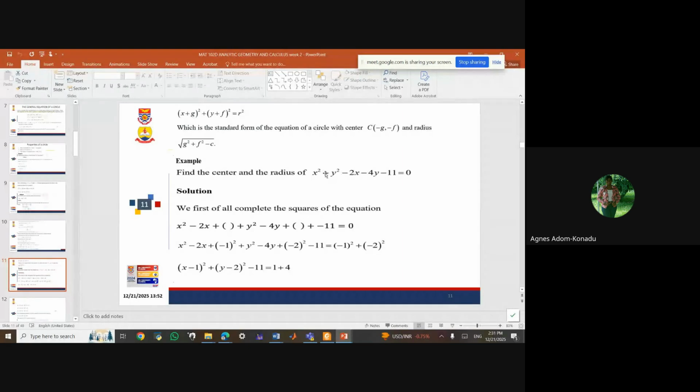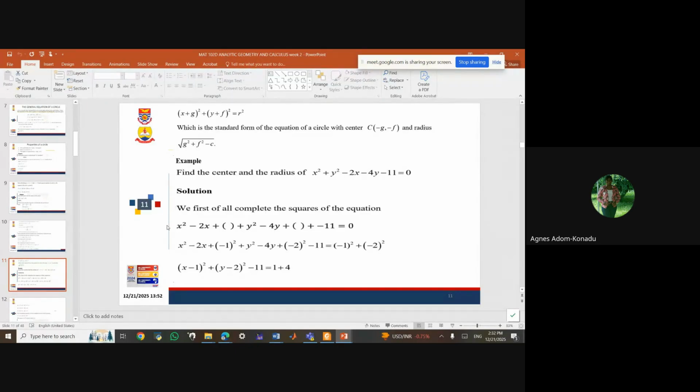So I hope you can find the center. First of all, complete the square of this equation. I know that you can just use the f and g method and then solve it, but here I want to use completing the square.